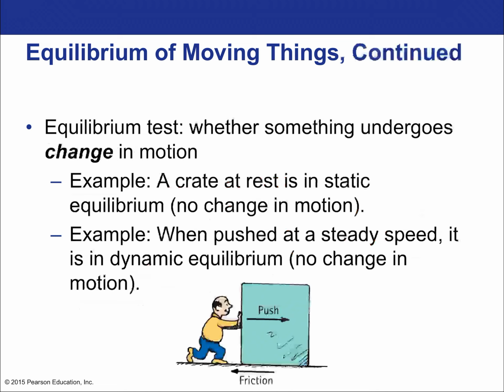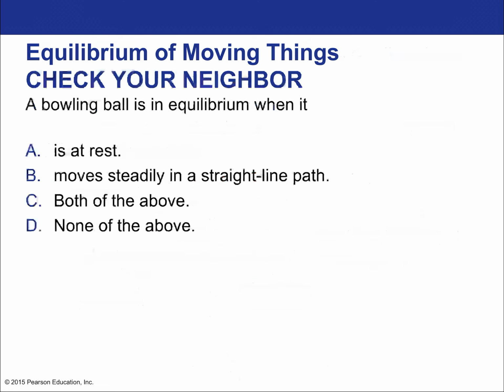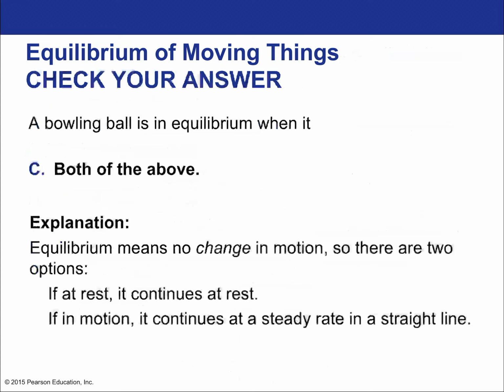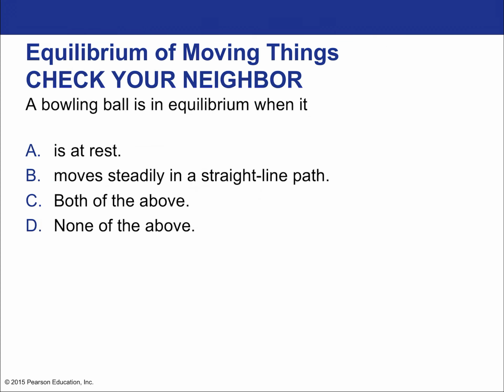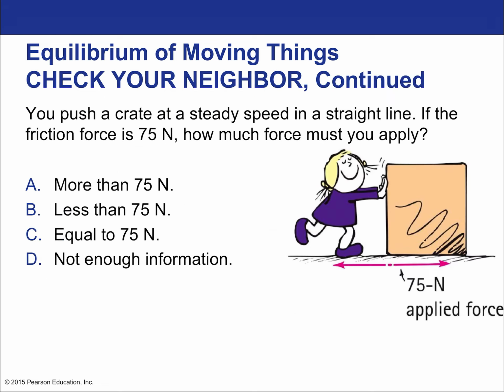All right, equilibrium tests whether something undergoes change in motion. So a crate at rest is in static equilibrium. A bowling ball is in equilibrium when both, right? It could either be moving straight along at a steady speed or at rest. Those both are types of equilibrium. Just one's dynamic and the other is static.